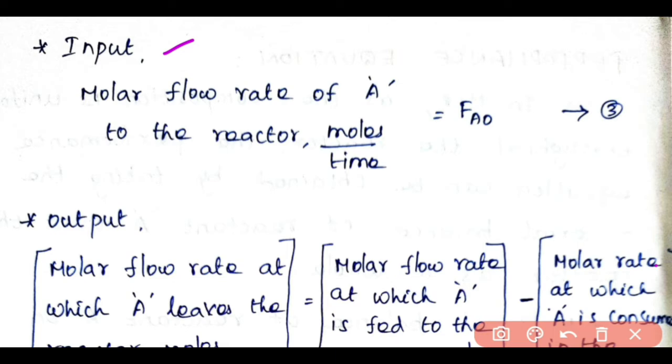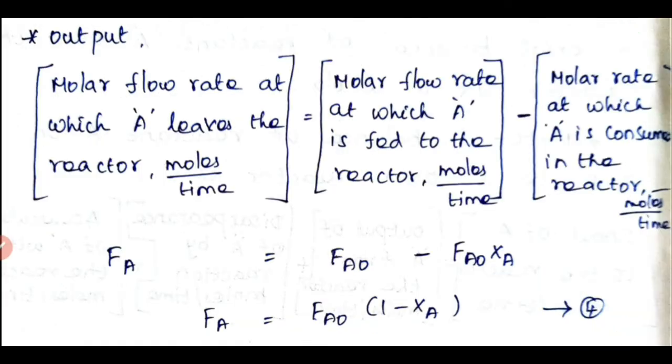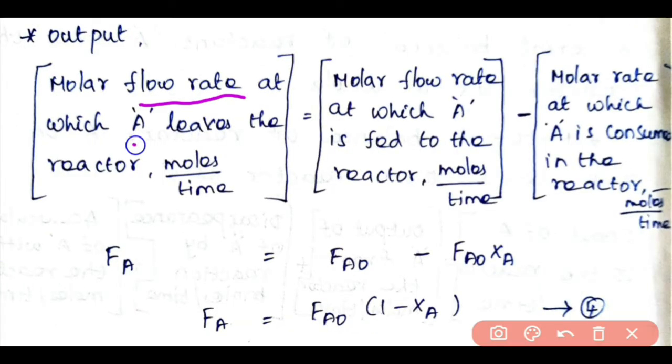Okay, so in equation 2, your first term is input. Input is nothing but the molar flow rate of A to the reactor in units of moles per time, which is equal to Fa naught. So you can define Fa naught as the number of moles of A entering the reactor with respect to time. Then your next term is output. Output is nothing but the molar flow rate at which A leaves the reactor in moles per time, that is Fa, which is equal to the molar flow rate at which A is fed to the reactor, Fa naught, minus the molar feed rate at which A is consumed in the reactor.